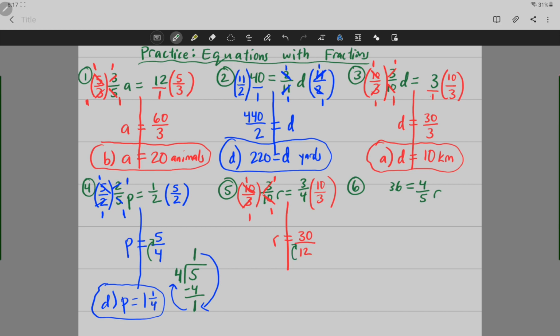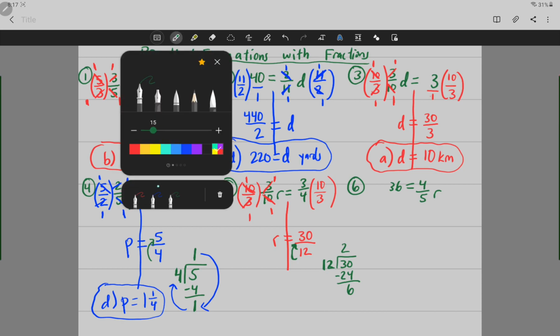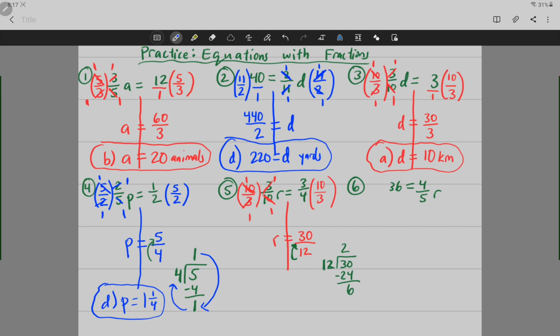I'll show you both ways in a second, but if you do 30 divided by 12, remember the bottom number, so I draw the arrow. Bottom goes into the top, so 30 divided by 12. 12 can go into 30 2 times. 2 times 12 is 24. And I have 6 left over here. So same thing as in number 4. Here's my whole number, 2. Down there is my numerator, 6. Here is my denominator, 12.